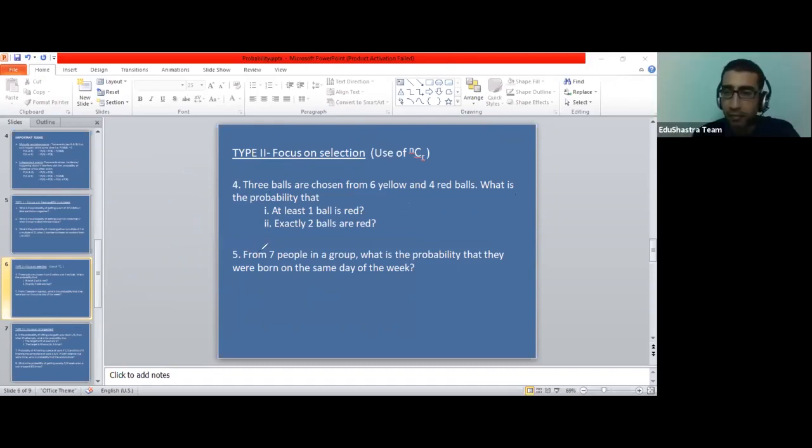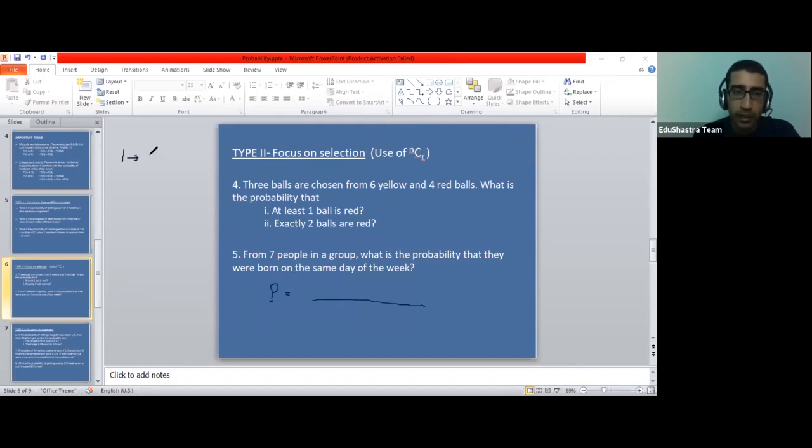Question number 5. From 7 people in a group, what is the probability that they were born on the same day of the week? There are many ways of doing this question. The simplest and the most relevant is the most direct way, and the others are a little indirect. So the most direct way of calculating this probability is firstly seeing the total number of cases, the total outcomes. Now, what will be the total outcomes?